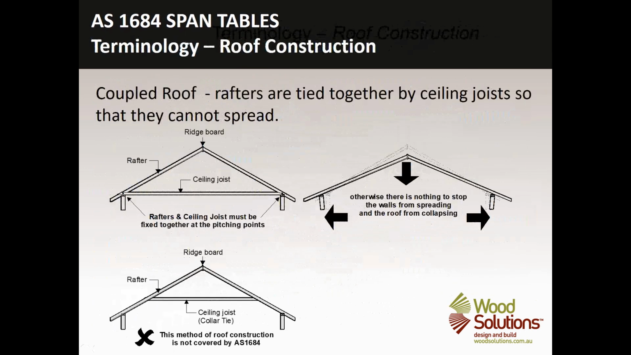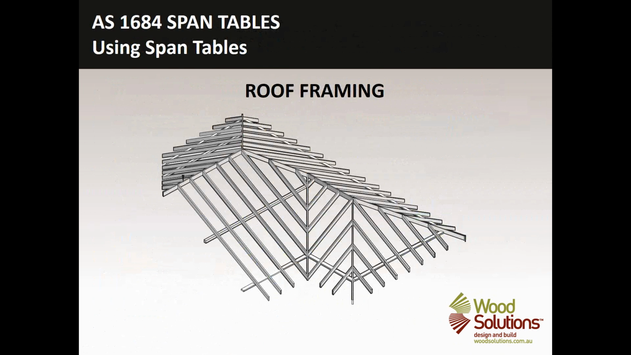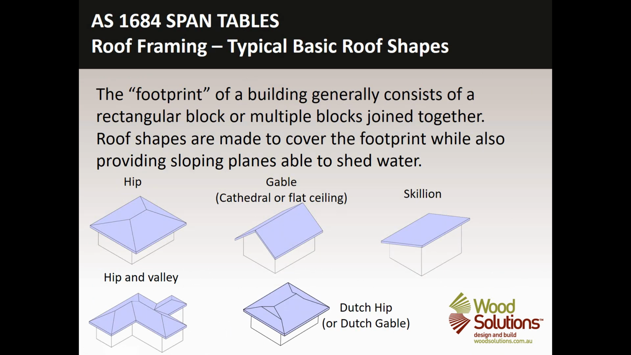That's right. Through there. So roof framing. The footprint of a building generally consists of a rectangular block or multiple blocks joined together. So the vast majority of houses, you can break it up into a series of blocks, and that's where we derive our roof shape from.